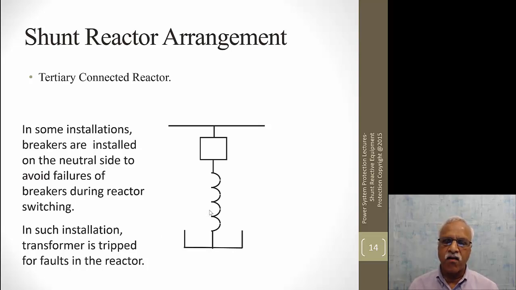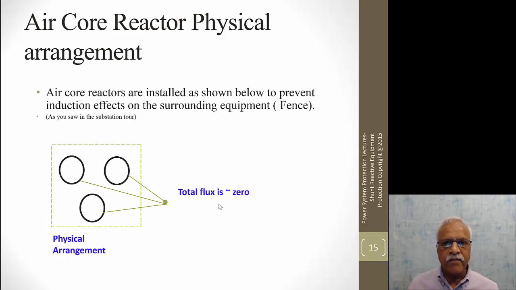So if there is any fault in the reactor, you trip the associated transformer. Or if it is used like this, you can always just isolate the reactor without tripping the transformers. These are two different arrangements that are used, and physically they are generally assumed to be put as the terminals or vertices of an equilateral triangle. The intent is that effective induction on any fence or nearby metallic object is reduced because they are equally spaced.